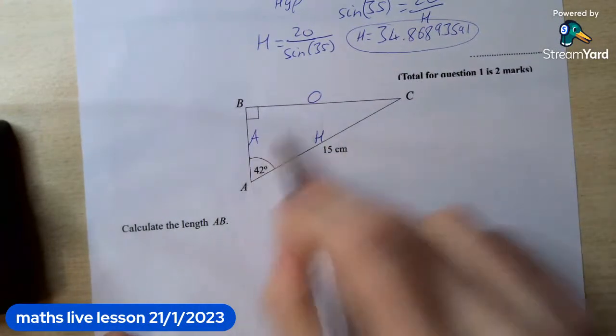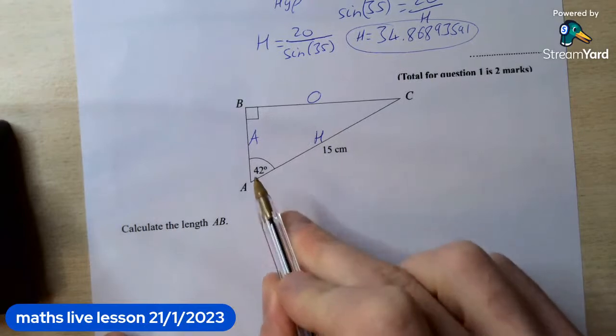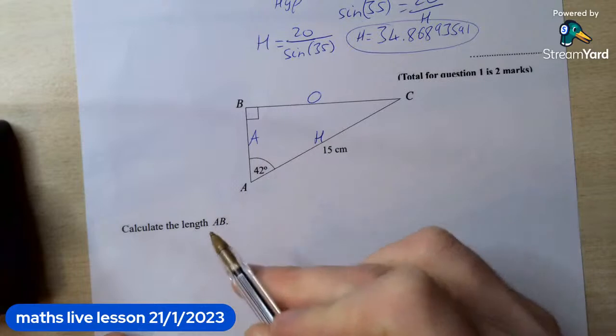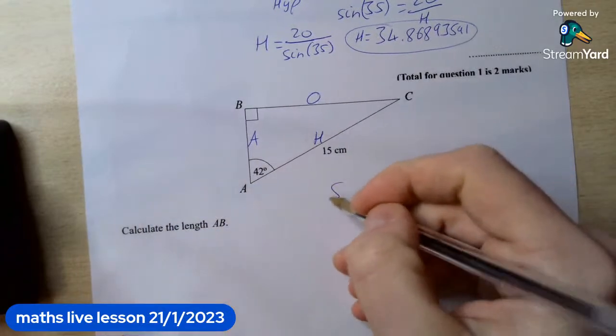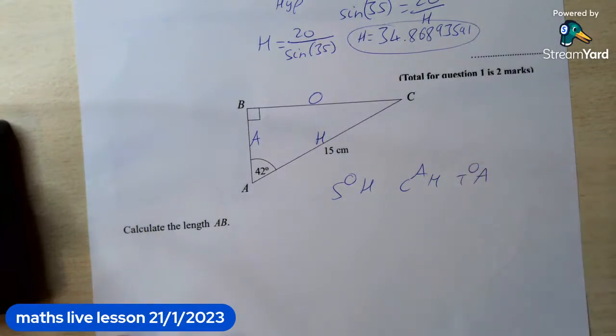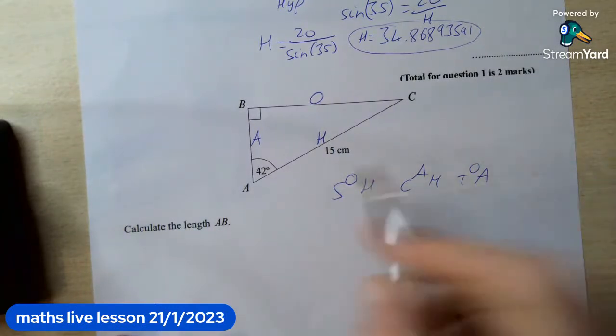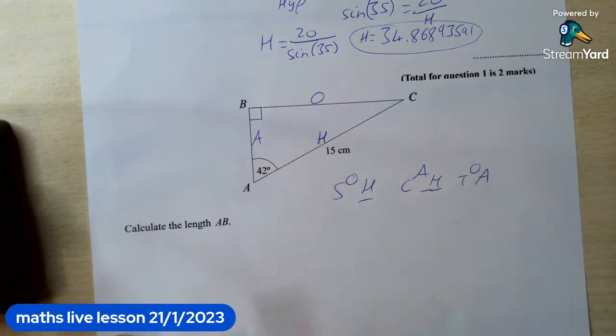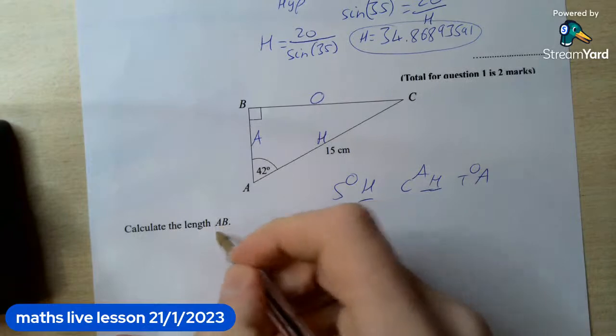I know it's trigonometry because we're using an angle. If you're using an angle or trying to find an angle, it's trigonometry. Pythagoras is all sides. So I'll write out SOHCAHTOA again. Now, what do we know the lengths of? We know the hypotenuse. So that's H and H.